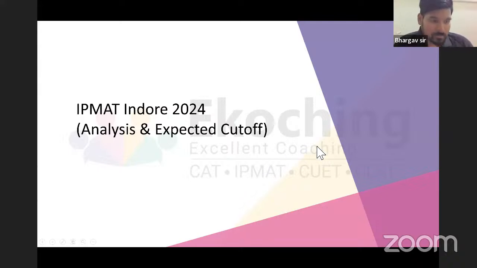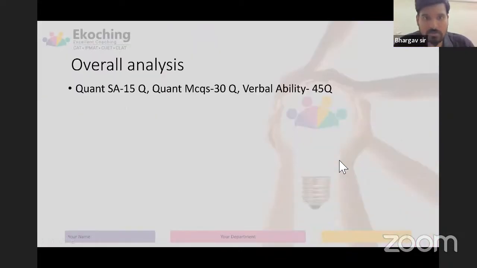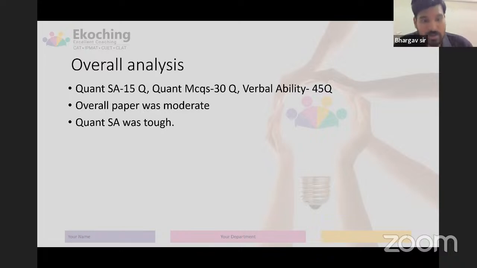So, guys, here I am with the 2024 Indore analysis and expected cutoffs I'll be discussing. First and foremost, the paper pattern remained same. Short answers 15 questions, MCQs 30 questions, and verbal ability 45 questions. Overall the paper was moderate. It wasn't easy, it wasn't tough, but it was moderate. Short answer was easy.